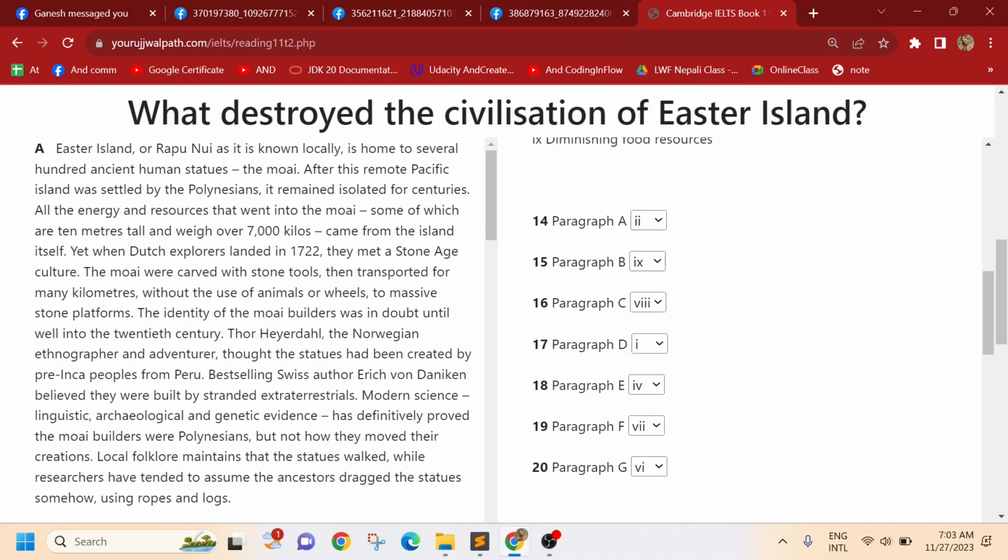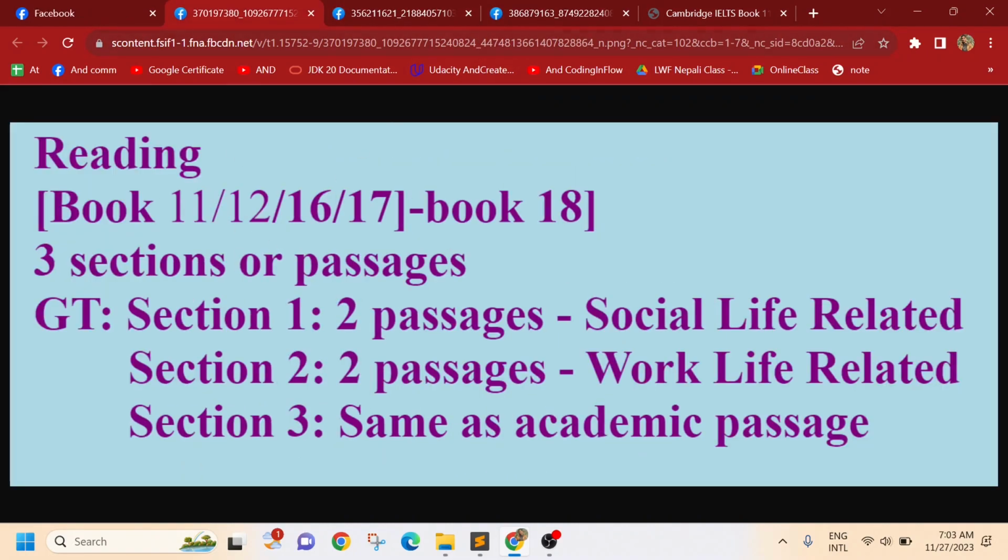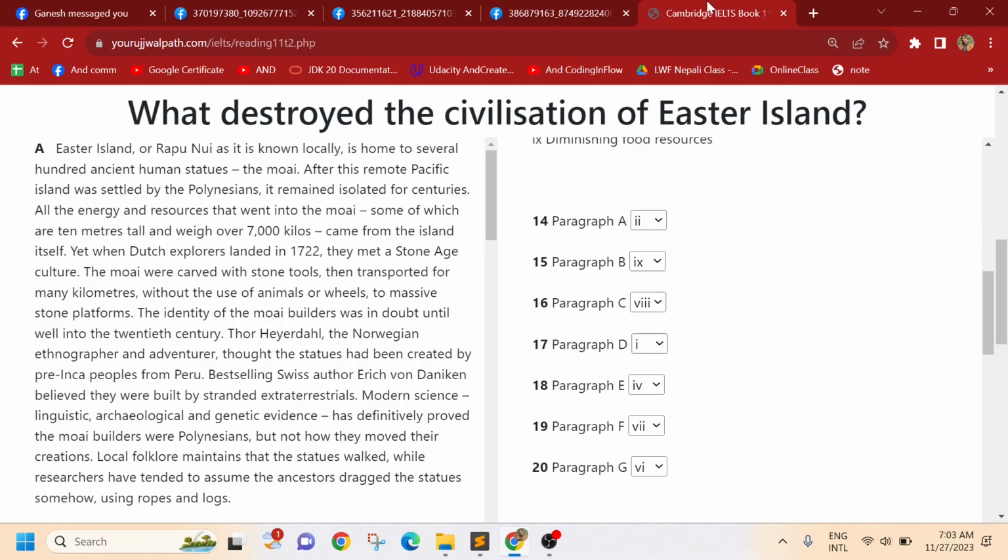Okay, now with book 11 and book 12, at least with these two books, what you should do is practice similar types of questions to get more out of it. And keep doing these things for other questions too.